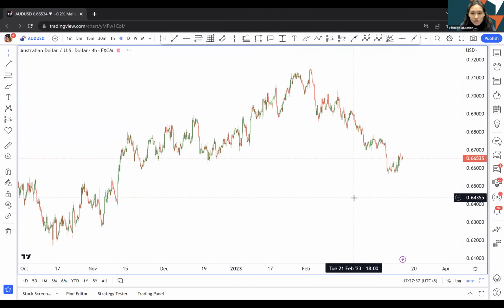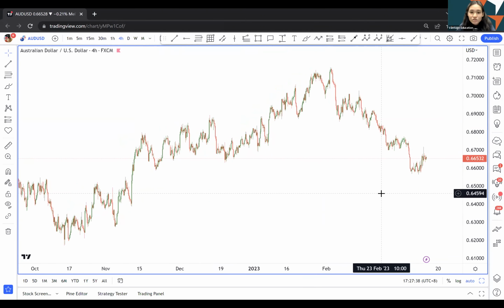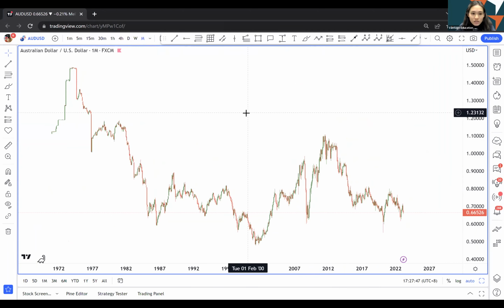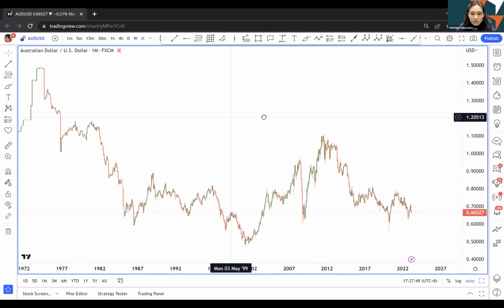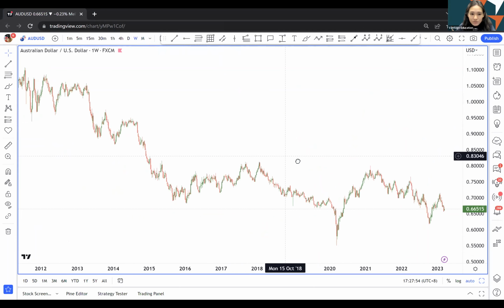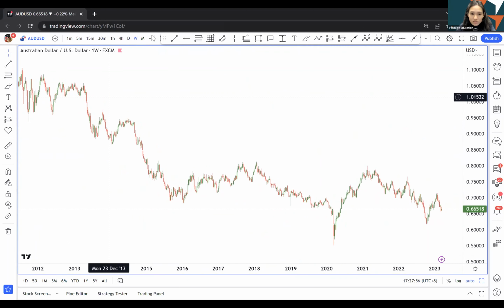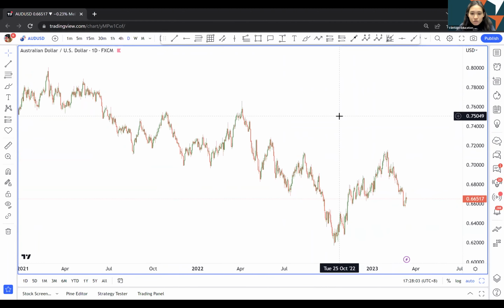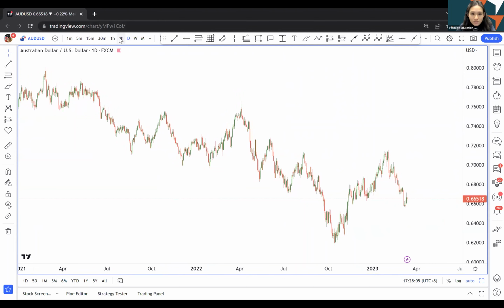So we're going to start off by identifying the trend. I'm on a 4-hour chart. Let's start by looking at the trends. On a monthly time frame, this is what our price chart looks like. On the weekly time frame, we can see prices have been dropping. If we look at daily, prices are kind of trending over here.